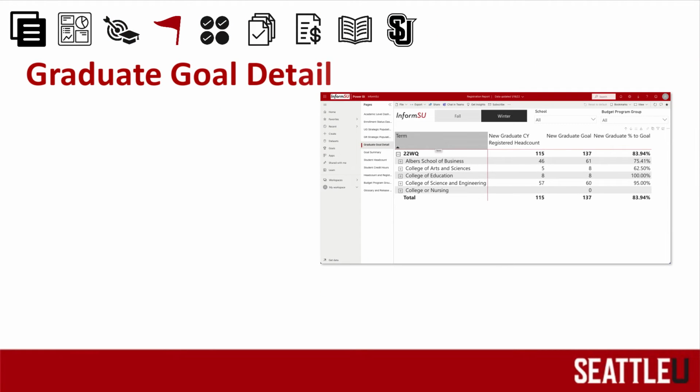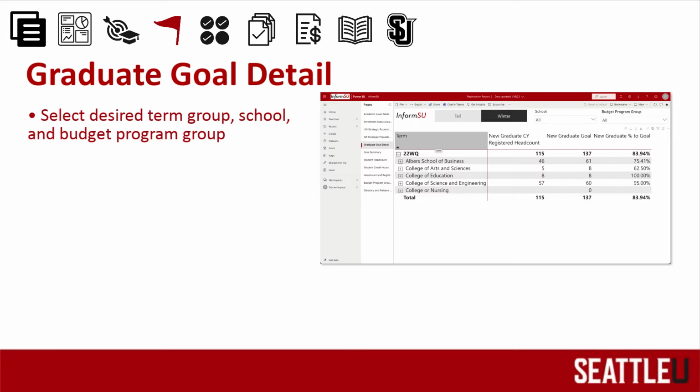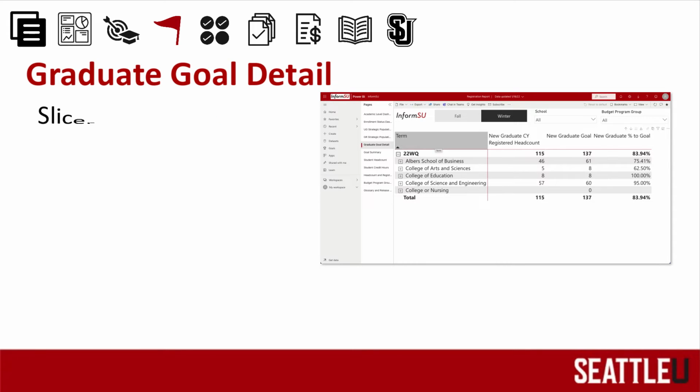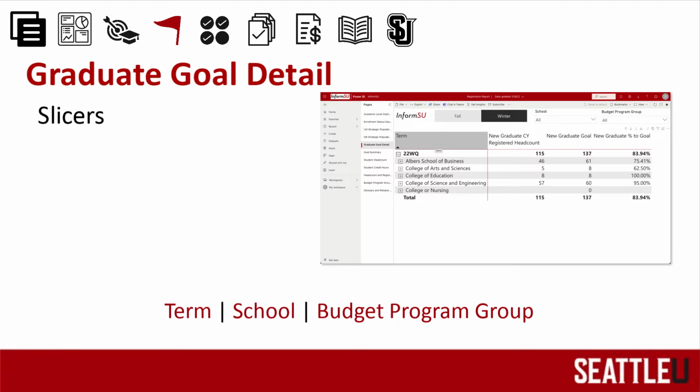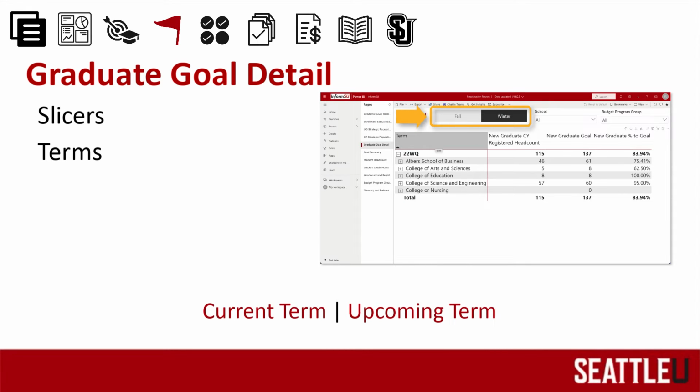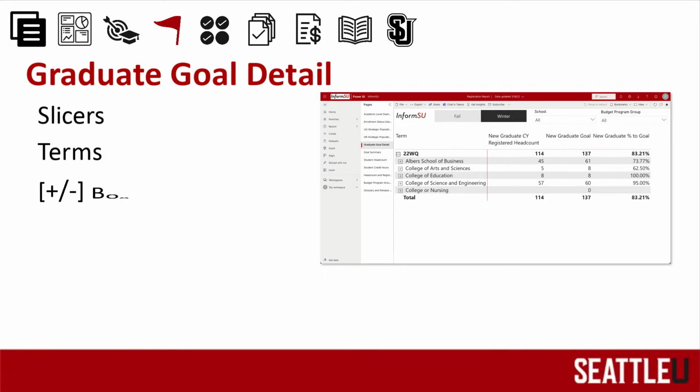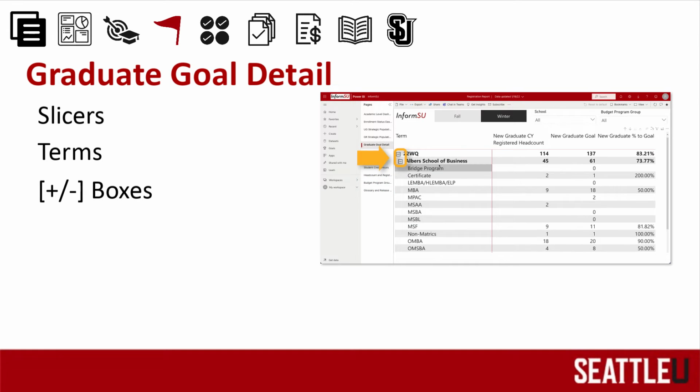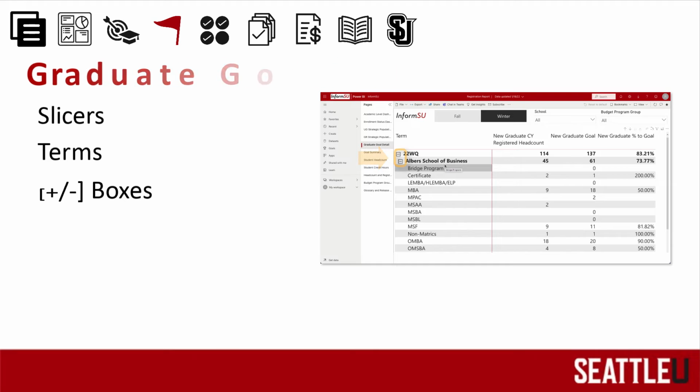This page allows users to select their desired term group, school, and budget program group for graduate students. Slicers on this page include term, school, and budget program group. The term button slicer at the top of the page is dynamic and will represent the current term and the upcoming term depending on the point in the quarter. The matrix shows the hierarchy of schools and budget program groups, which can be expanded or collapsed using the plus and minus icons on the left side of the visual.